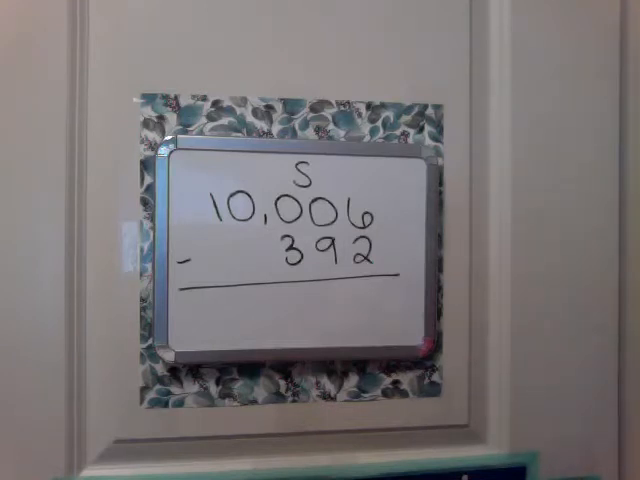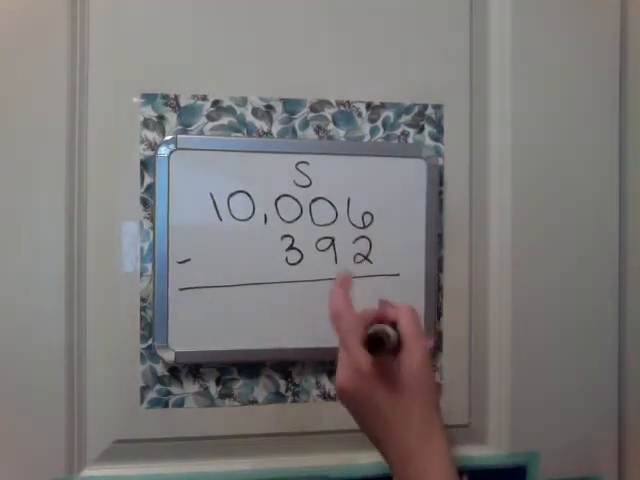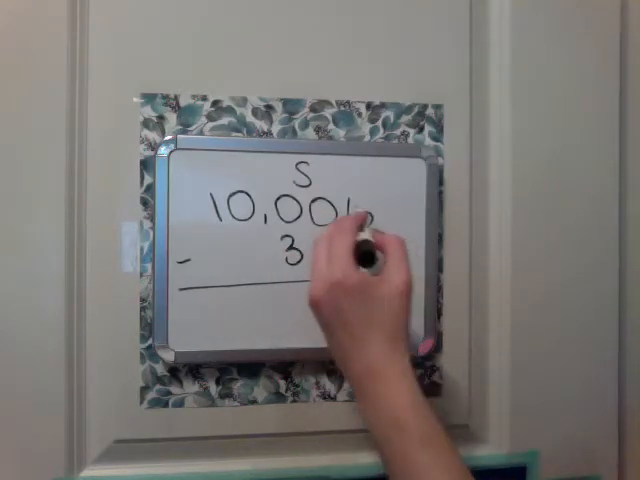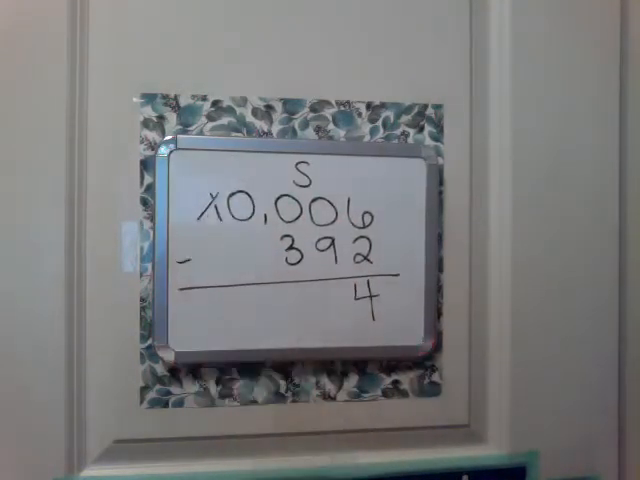So to start with, we have subtraction: 10,006 minus 392. In the ones place, we can do 6 minus 2, it's 4. 6 is larger than 2. If you move to the tens place, you're unable to subtract because we have 0 on top. So we need to go way over to the 10,000s place where we can regroup from.